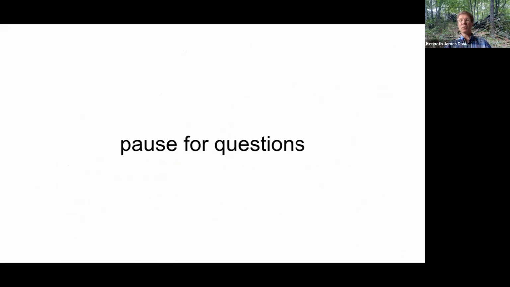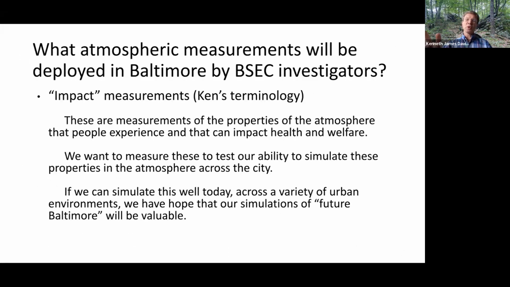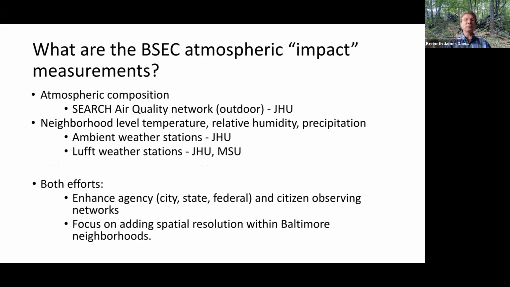Okay, I'm going to move along. So there's two kinds of measurements. Part of them we're not going to talk about. Penn State isn't working so much on these, though we're in touch with you all, of course. I've referred to these as the impact measurements. These are the measurements of the things that we want to know because they impact health and welfare. We want to be able to measure them, see if we can simulate them, and then see if our models can simulate them, so we can help envision the future of Baltimore.